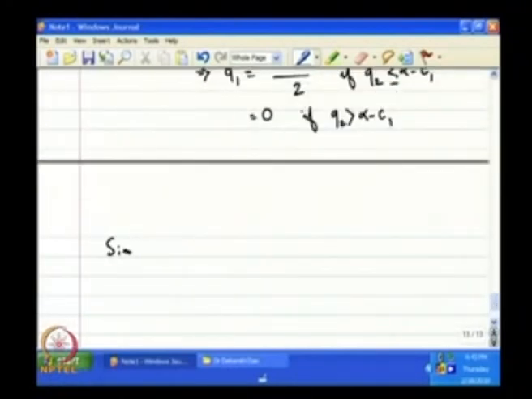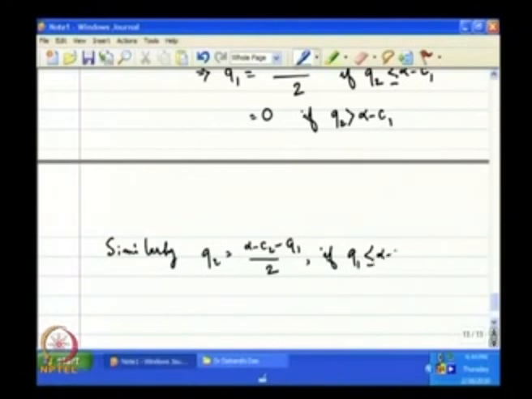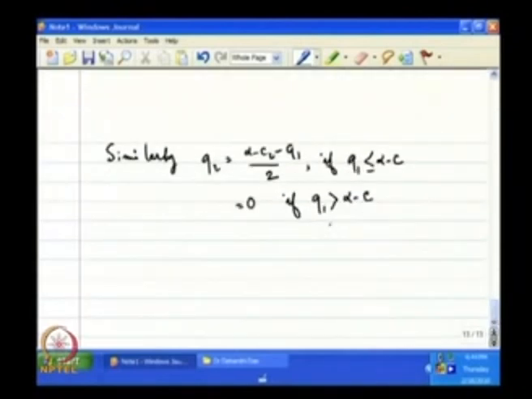Similarly, this is the best response function. Q2, that is the best response function of firm 2, will be alpha minus C2 minus Q1 divided by 2 if Q1 is less than or equal to alpha minus C2, and equal to 0 otherwise. So these are the best response functions, and let us see what is the equilibrium in terms of a diagram.